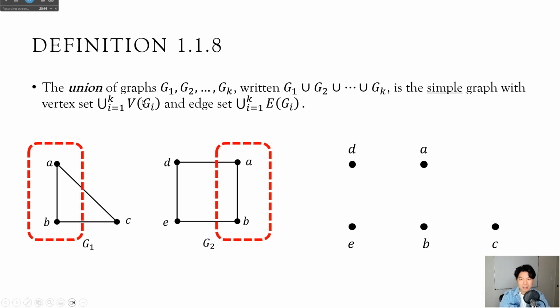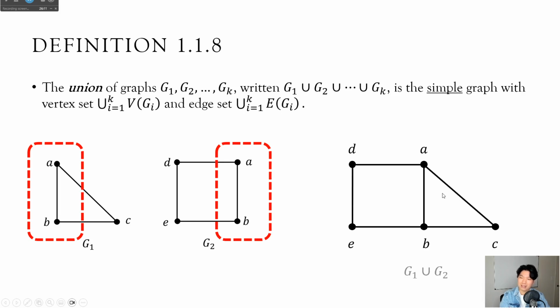Well, for my definition of a union, the edges are basically all the edges that came from G1 and all the edges that came from G2. So from G1, I had this triangle ABC. In my union, I'm going to do the same thing. I have the triangle ABC. In G2, I had the square ABDE. So I'm going to do the same thing for the union. I'm going to put the triangle ABD and E.